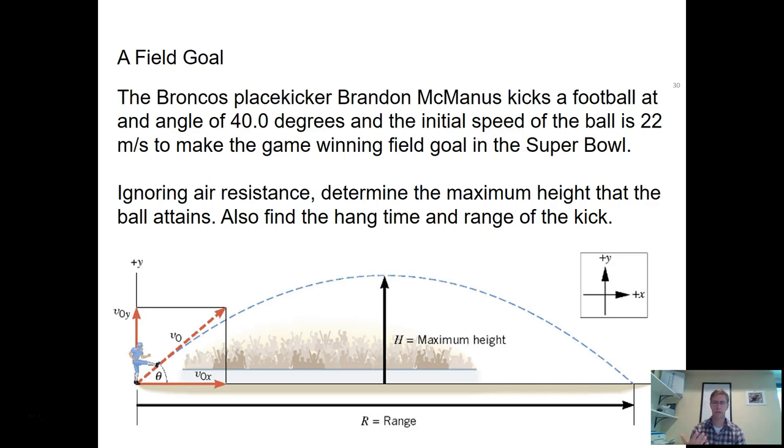Okay, based on that information alone, I want you to tell me what is the maximum height the ball reaches off the ground, and I want you to tell me what is the hang time that the ball has during the kick, and then I also want you to tell me what's known as the range. How far horizontally does the ball land away from the kicker? We're going to assume that it starts and lands at the same height, so both level with the field. Try this one out.